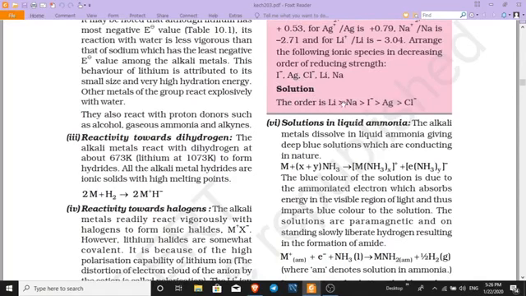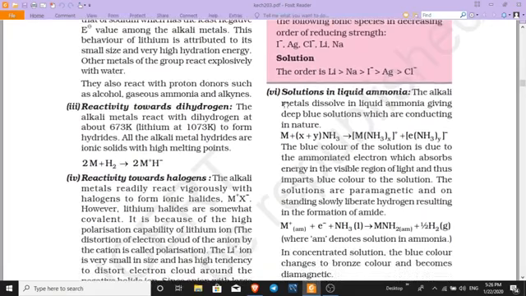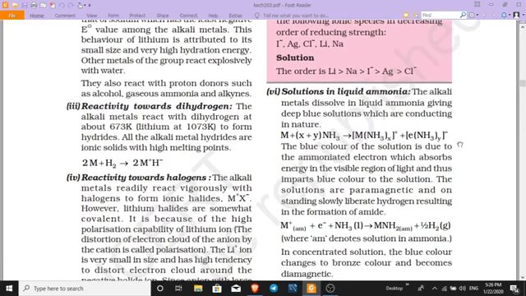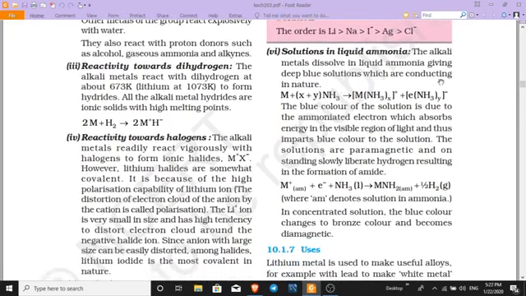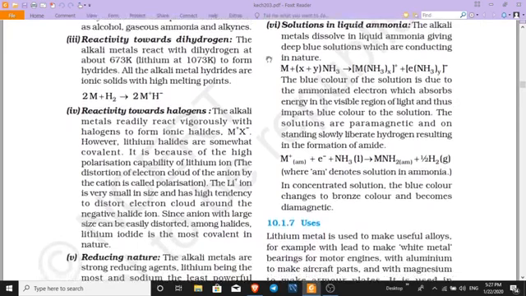The order is lithium greater than sodium, greater than iodide ion, greater than silver, greater than Cl minus. Now, solution in liquid ammonia. The alkali metals dissolve in liquid ammonia, giving a deep blue solution which is conducting in nature. Now here is the reaction given: M plus (x plus y) NH3 forms [M(NH3)x] plus plus e minus (NH3)y.